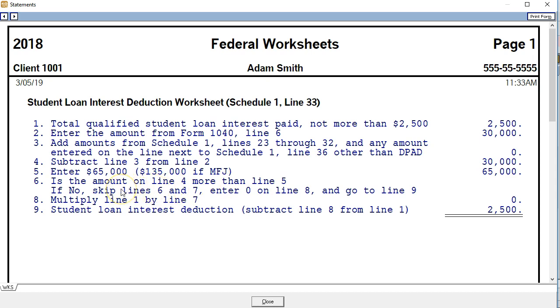Now, next we'll see in this worksheet some references to 65,000 and 135,000 if married filing joint. That looks like an income limitation, a phase-out limitation. So our first cap is that we can't get more. This is just interest. Note, this doesn't mean that your payments weren't more than this, because the principal portion isn't what we're talking about. It's just the interest portion. So the interest portion would have to be 2,500 or less, or will be capped at the 2,500. The actual payments you made for the loans will definitely be much more than that if you had just an interest portion of the 2,500.